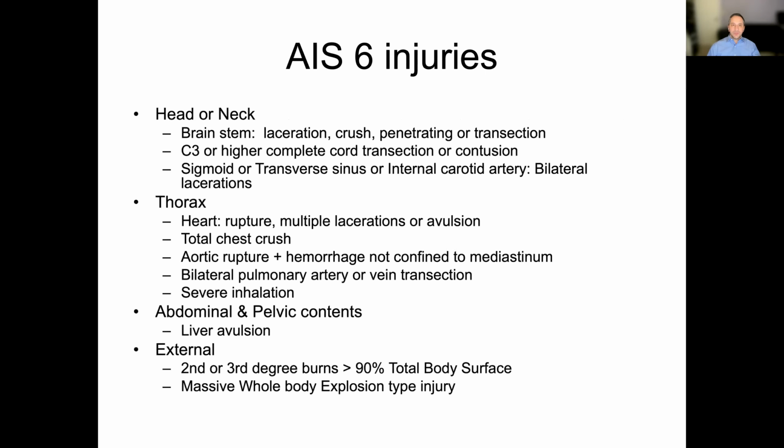So here are a number of examples of AIS 6 injuries. I'm not going to go through them all, but as you can see, these are very severe injuries of either the spinal cord, the carotid artery, the heart, the aorta, the liver, severe burns, more than 90% total body surface area. So you're assigning an AIS 6 based on these predetermined categories in the lexicon. But just because someone dies doesn't mean that it's an AIS 6 injury. And if someone survives but has one of these, it can still be coded AIS 6 in severity.